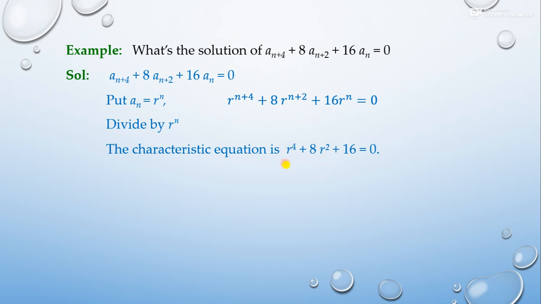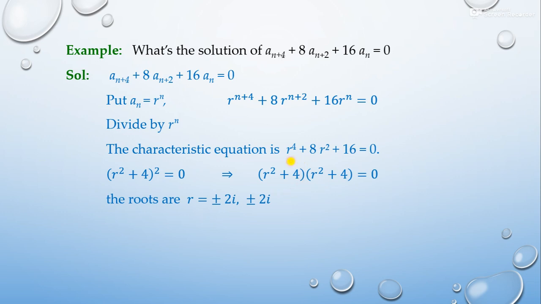So we get this fourth order characteristic equation. How many roots does this equation have? Because this is a 4-degree equation, we have 4 roots. So how to solve it? It becomes r square plus 4 whole square, so we have r square plus 4 and r square plus 4 is equal to 0. So what are the roots of this? These roots are plus minus 2i from this, plus minus 2i from this. So we have the 4 roots here: 2i, minus 2i, plus 2i and minus 2i. Now we have the 4 roots, and here we see that these 2 roots are repeated twice.